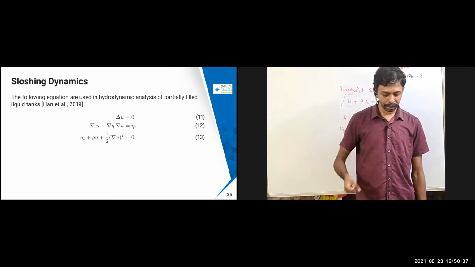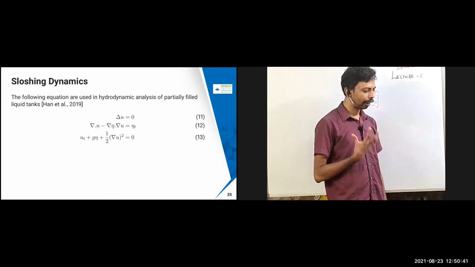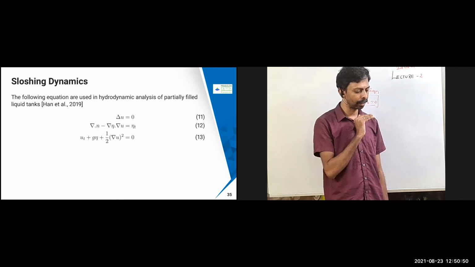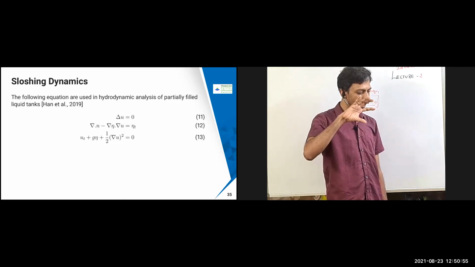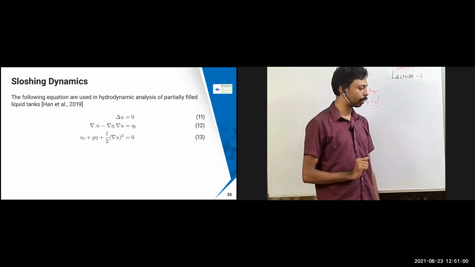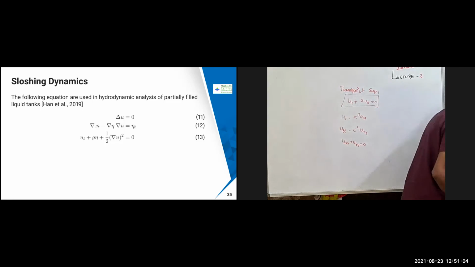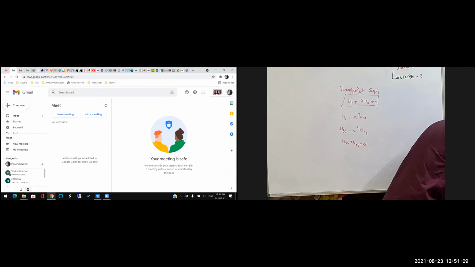Now just imagine the same situation for a rocket. The rocket is going at a very high speed, and there is a tank. Once the rocket is moving, the tank is going to make some kind of oscillation. Due to that oscillation, if the structure of the rocket is not that good, it will disturb the rocket, and the orbit it is going to launch into can be changed. Those things can be covered by this equation called sloshing dynamics. So I'll just show the video I have for you.